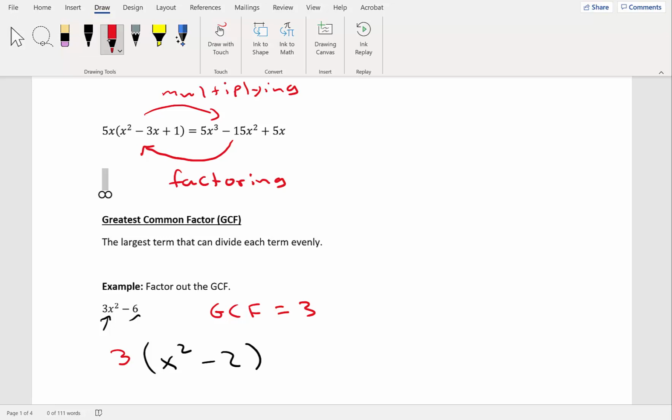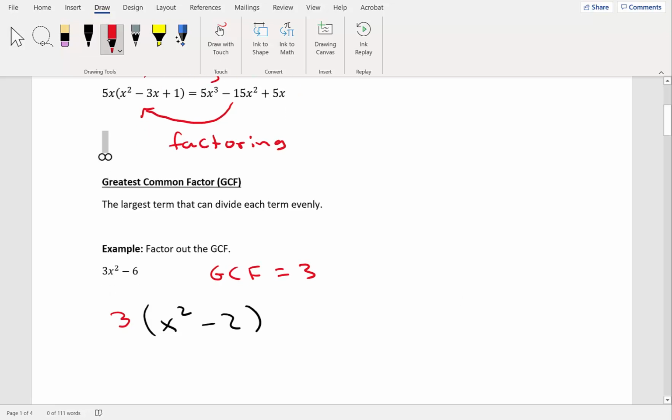Now you can always double check your answers when you're factoring by multiplying it back out. So if I were to distribute this 3 back out, do I end up with the same thing that I started off with? Well, 3 times x squared gives me this 3x squared. 3 times negative 2 gives me this negative 6. So that indicates that we did factor it out correctly.